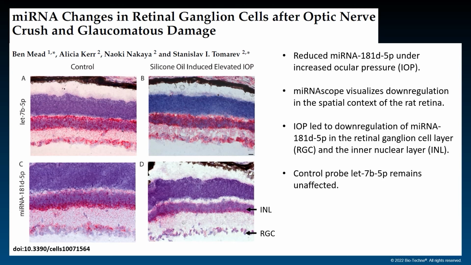They also probed for LET7B-5P as a control because its expression levels remain unaffected by increased intraocular pressure. Ultimately, the authors concluded that miRNA 181D-5P elicited significant neuritogenesis in wounded retinal ganglion cells.